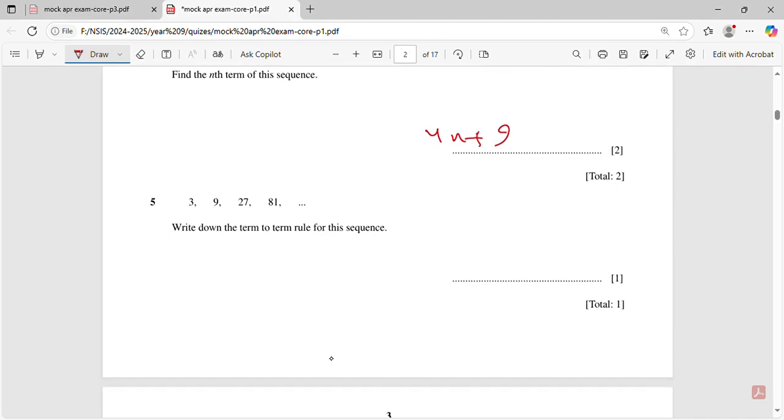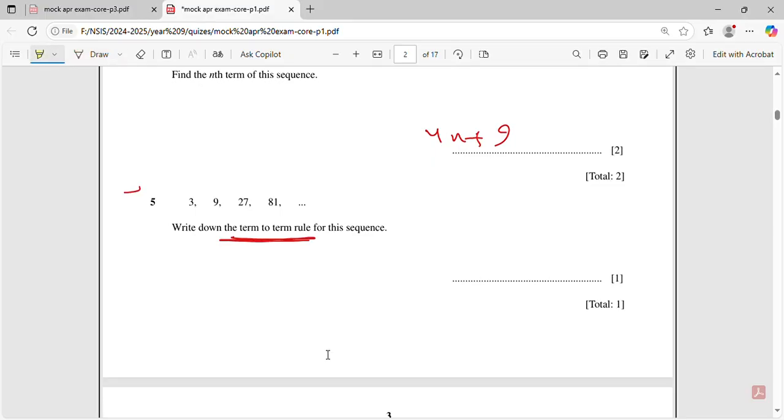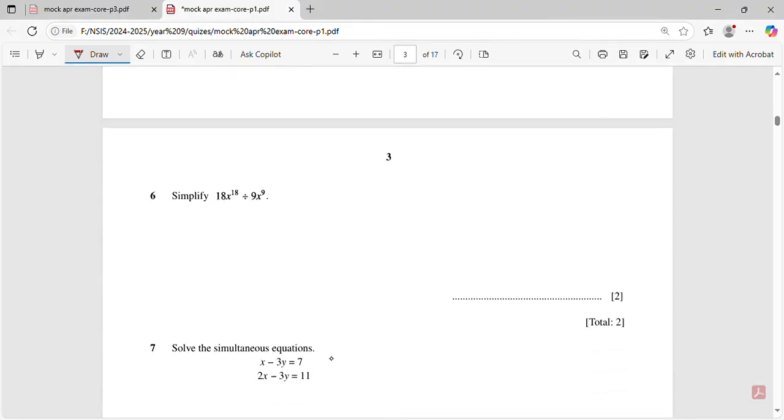Write down the term to term rule. Here he asks you for the term to term rule, not the nth term. There is a big difference between the nth term and the term to term rule. Term to term rule, he asks you for the rule only. What happens each time? Multiply by 3. That's all. Nothing more. Okay?